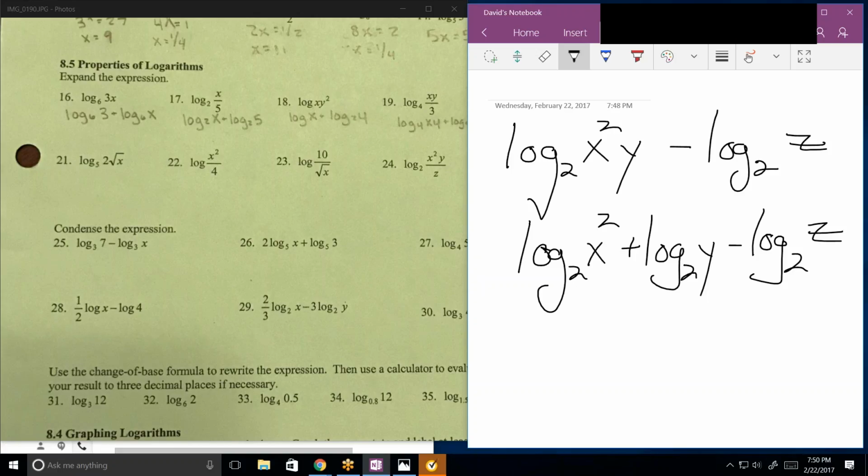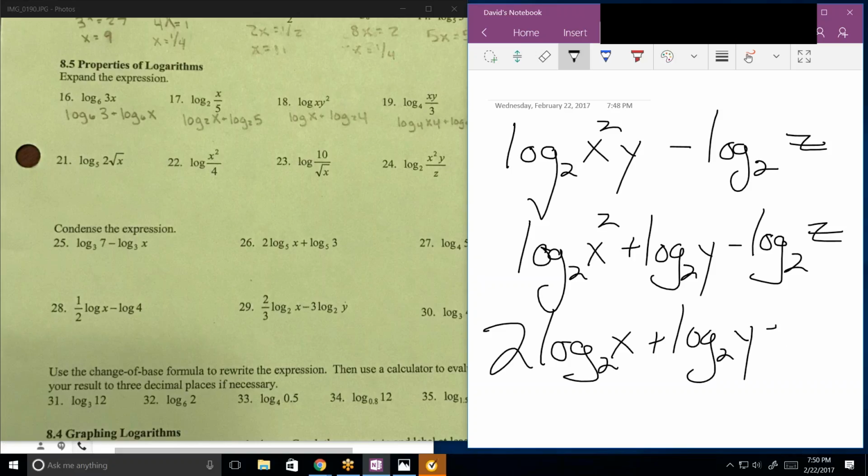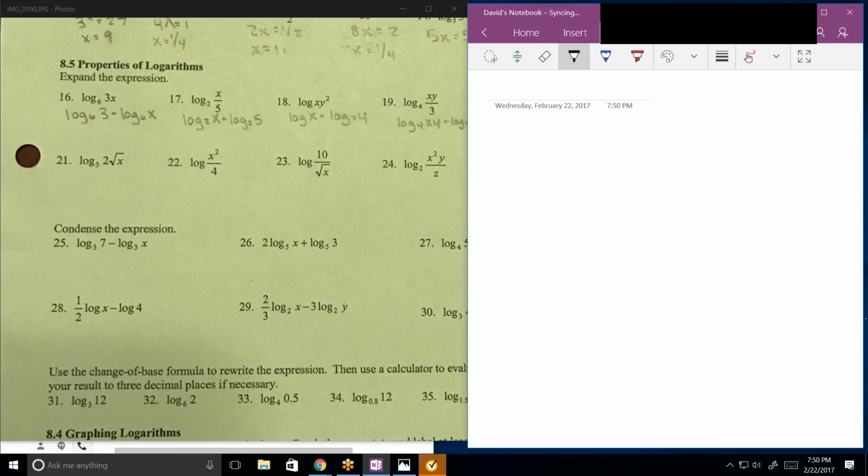Definitely. And now, the final step, now you can bring this 2 down. So you end up with this. In other words, you always want to fully expand it. All right. Now let's condense. Now we're going the other way.